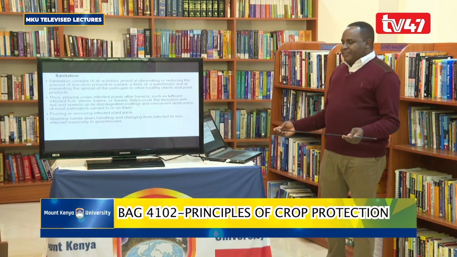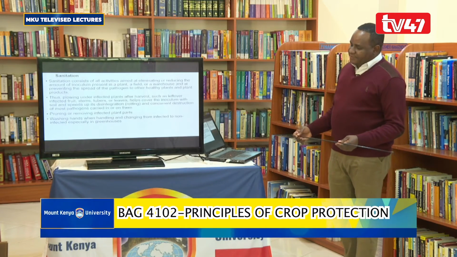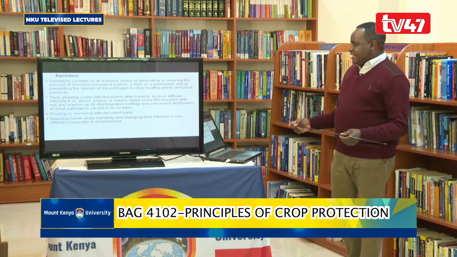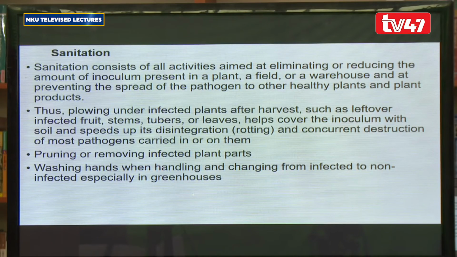Another method we talked about is sanitation. This also helps at reducing the amount of inoculum that comes in contact with your plants. Sanitation is aimed at eliminating or reducing the amount of inoculum present in a plant, a field, or a warehouse, and at preventing the spread of the pathogen to the healthy plants and plant products. So you either plow in infected plants, or you rogue and burn, or sun dry and use for other purposes.